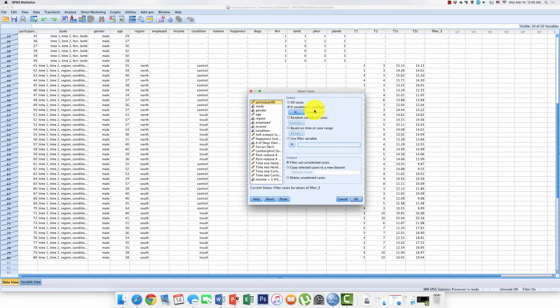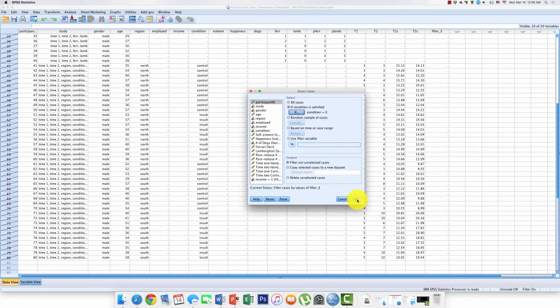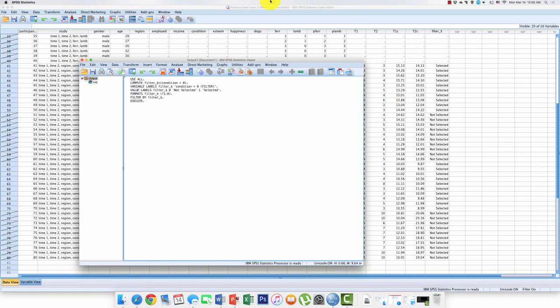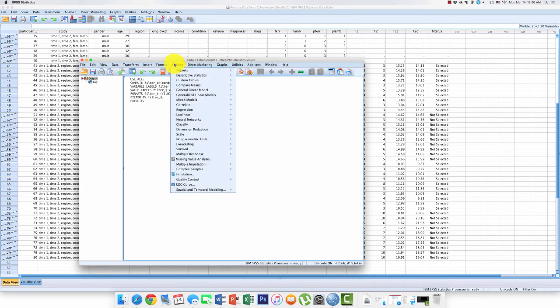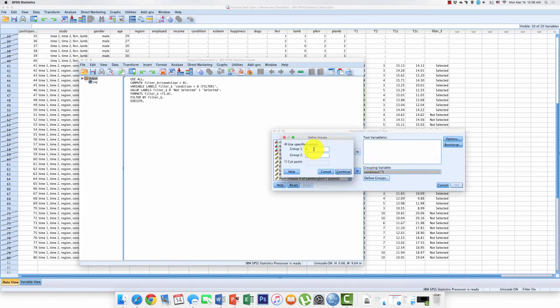We're going to go to if condition is satisfied, if condition equals 0, hit continue, hit OK. So now it's in select those. We're going to do our simple effects test of independent samples t-test. Move these guys over. Okay, so condition is our grouping variable. 0 is for control, 1 is for insult.